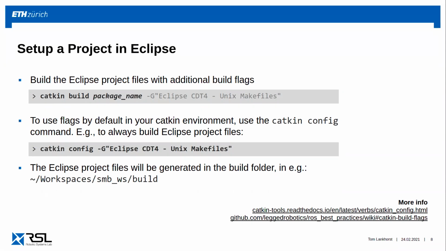Now, you might not want to add this flag to every single call to catkin build. In that case, we can use the catkin config command to set some configuration variables. In this case, we just call catkin config and pass the same -G flag again to have catkin store that argument and use it on subsequent calls to catkin build. The Eclipse project files will be generated once you call catkin build in the workspace folder in the build directory.